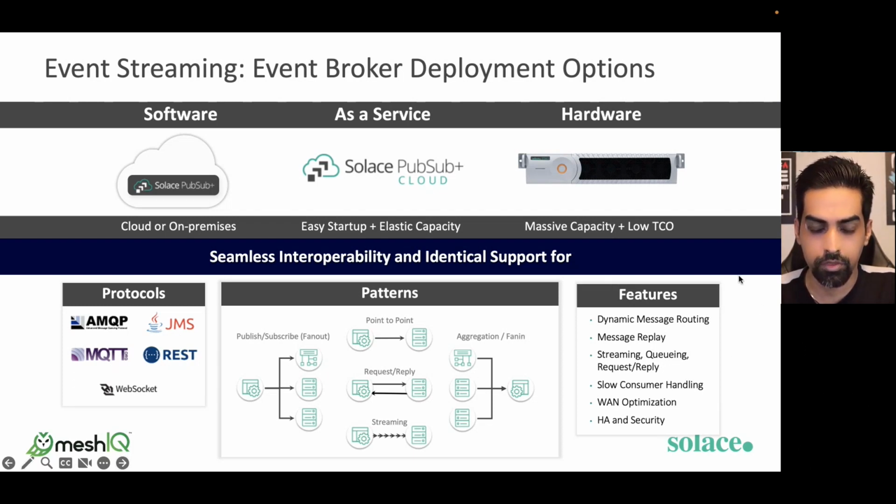Then we have a number of features, which I'm not going to go into in detail, but a few of the ones I'd like to call out is WAN optimization and high availability and disaster recovery semantics.